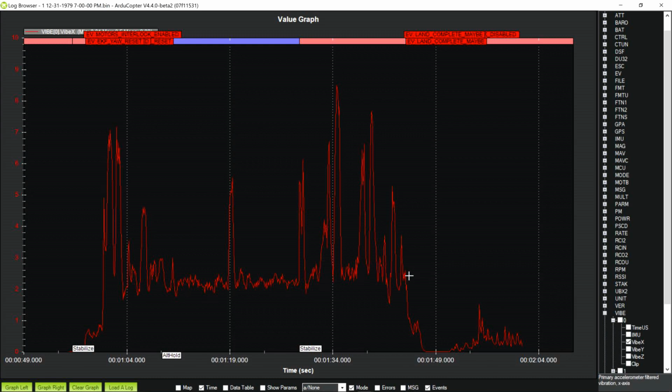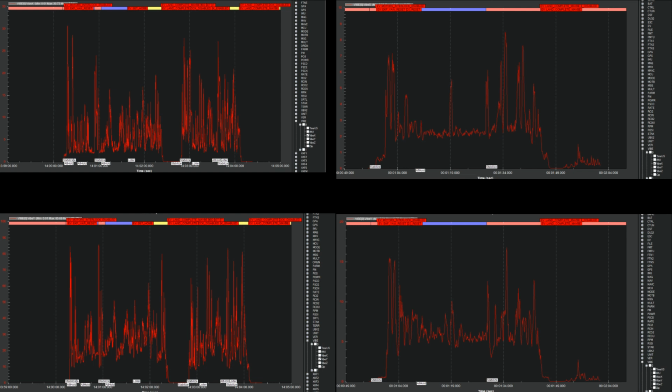Let me put the X, Y, and Z for these two flights side by side. Not sure how well you'll be able to see this, but I've got the X and the Y vibrations up, and on the left is the flight from yesterday, and on the right is today's flight. So you can see on the X, the top two graphs, yesterday's flight, the tops were around 30, and most of the activity was down around 10 in vibrations. Well, after changing the prop, today's flight, the top of that's about 7. Most of the activity's down around 2.